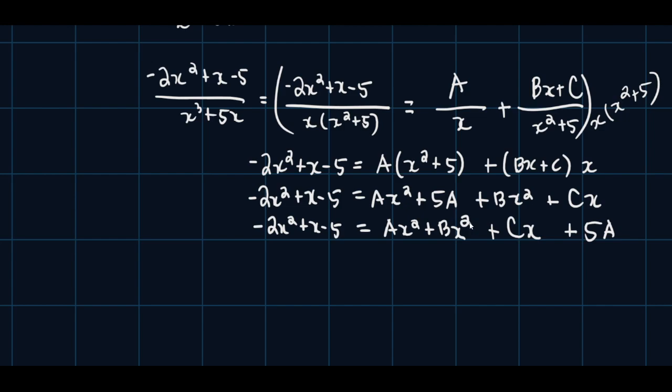Okay? Yung coefficient ng x squared sa left-hand side natin is negative 2. Sa right-hand side naman, it's a plus b. Yung coefficient ng x natin sa left-hand side is 1. Sa right-hand side, it's c. And yung natirang constant term is negative 5. Sa right-hand side, it's 5a. Now, ito yung system na gusto nating hanapin.